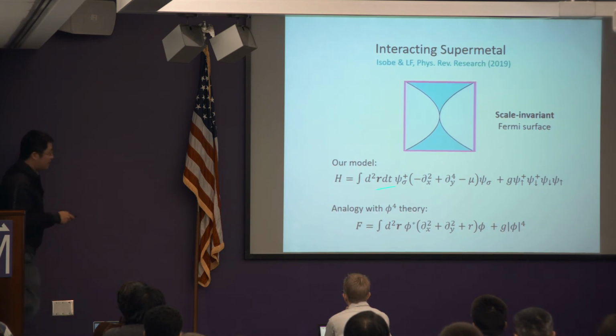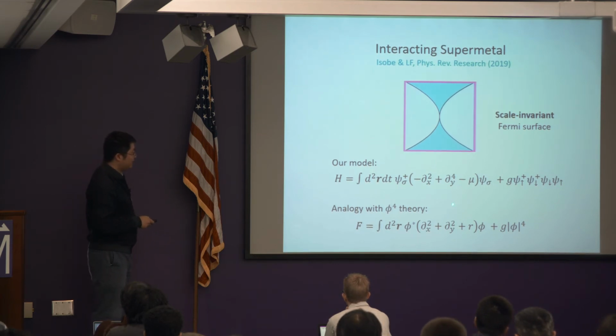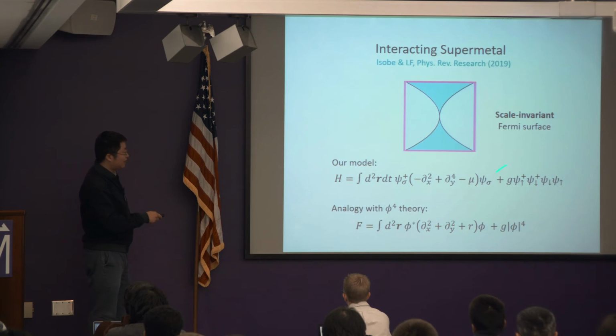So this is very much analogous to the phi 4 theory for the classical Ising model, for example. The Wilson-Fisher phi 4 theory. In the phi 4 theory, you have a quadratic term, kx squared plus ky squared. You have a detuning from the phase transition point r, which is like the mu here. And then you have a nonlinear phi 4 term, which is the analog of the interaction term.